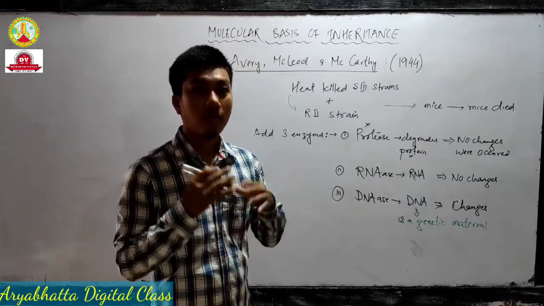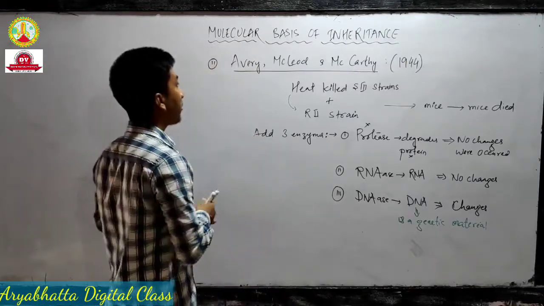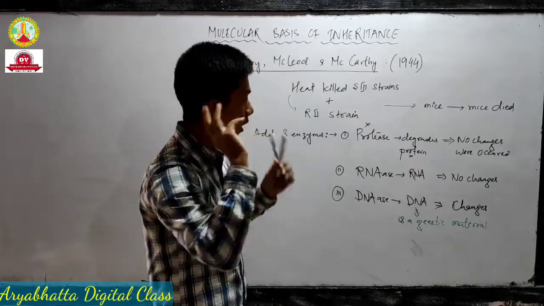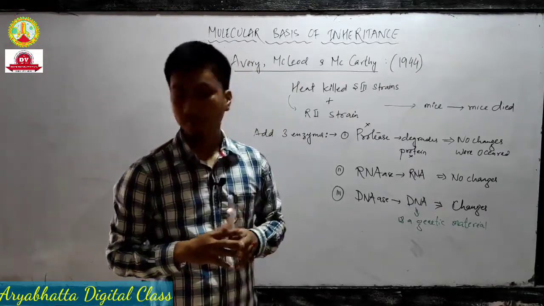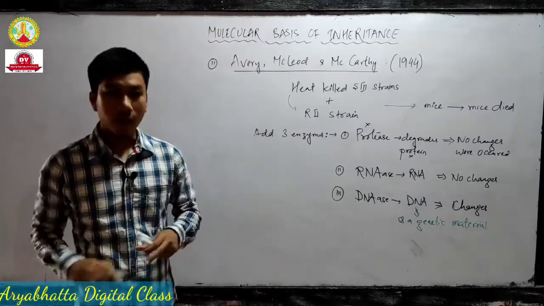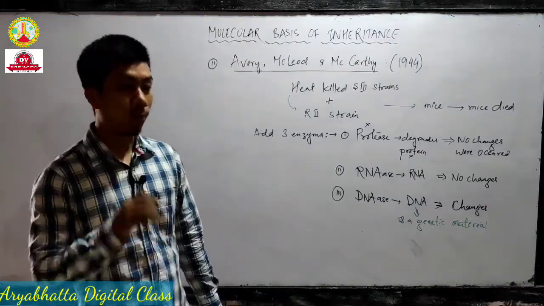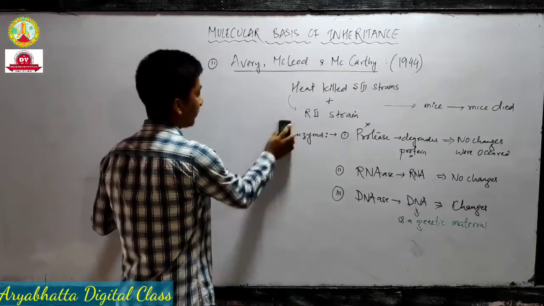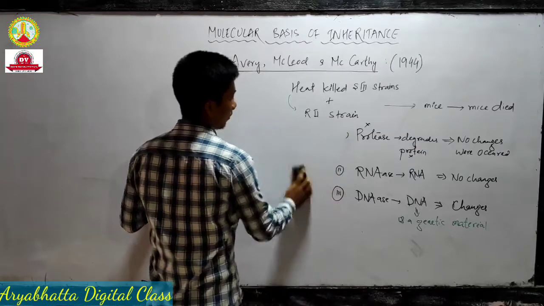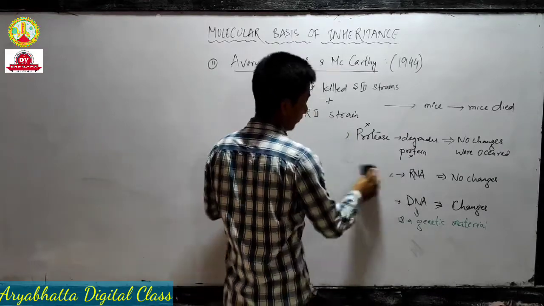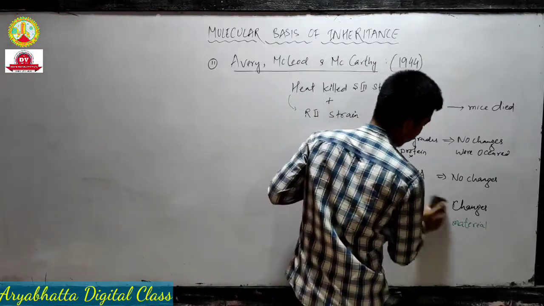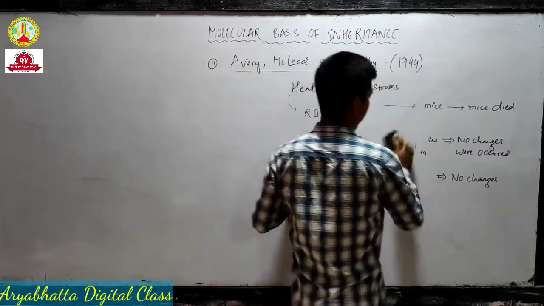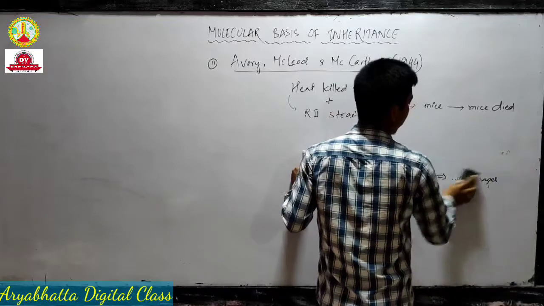So it was discovered by Avery, McCarty and MacLeod. Remember these three scientists' names. I hope you understood. Okay. So again we have one more experiment to prove that DNA is a genetic material. Genetic material means any molecule which transfers from one body to another body.